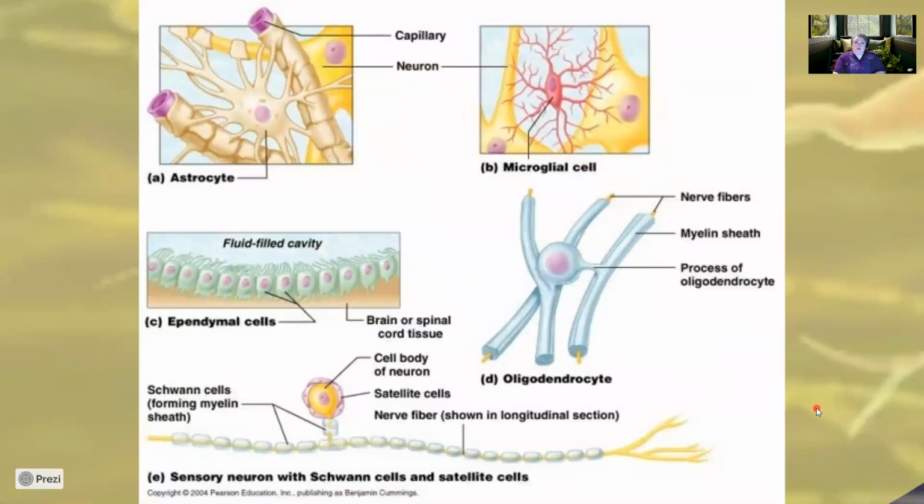So here's a quick snapshot, and what we're actually going to do is go through each of these one by one and talk about their different functions. But this is a really nice diagram to go back to just for a quick snapshot of the different types of glial cells that we are learning about.